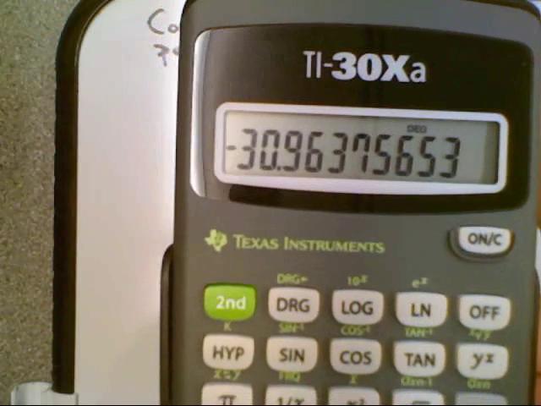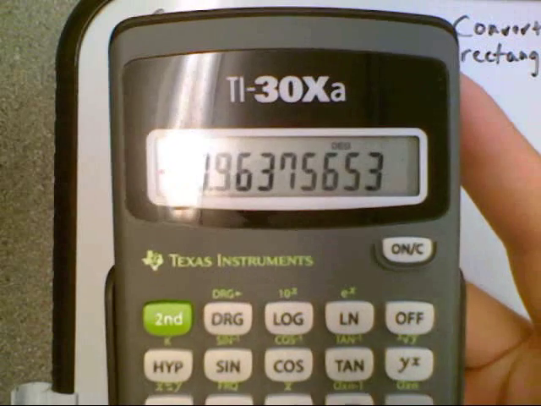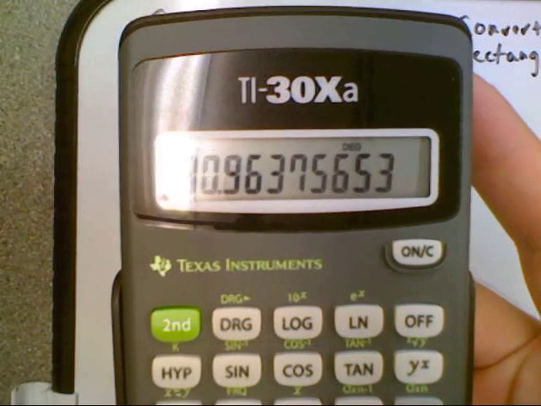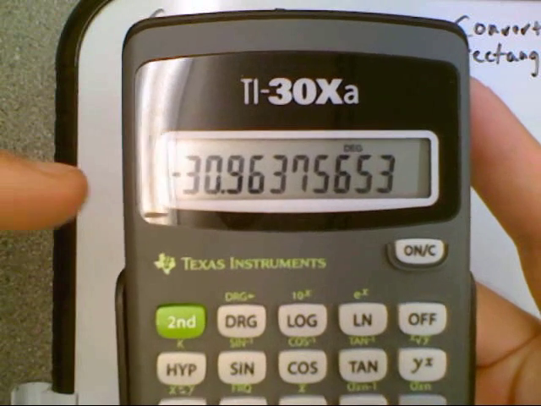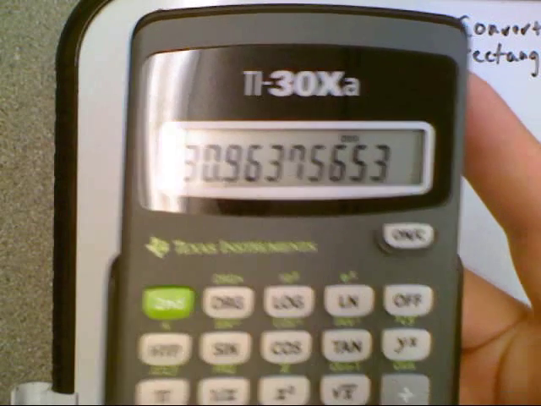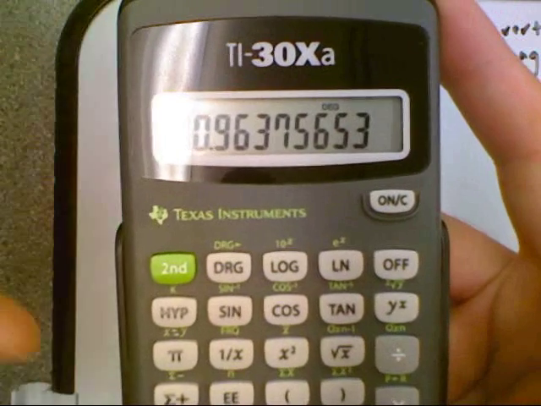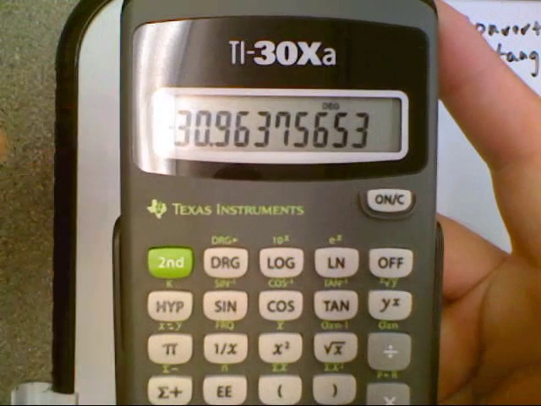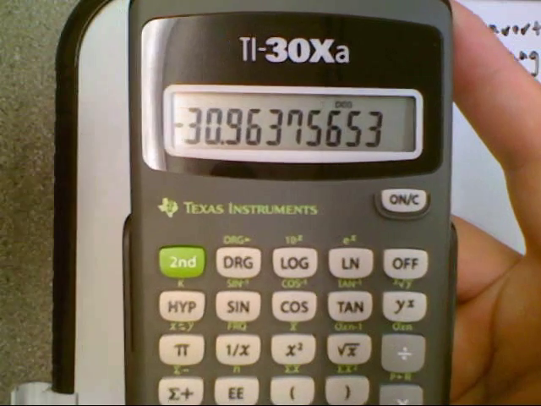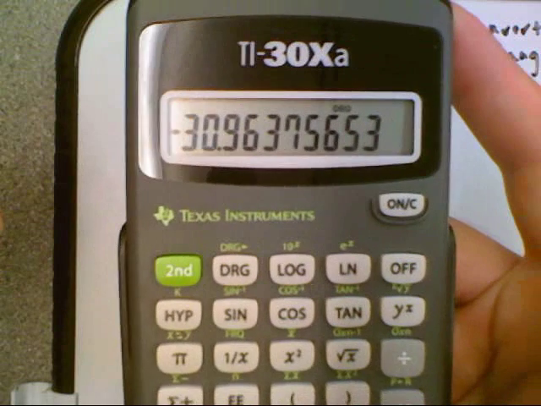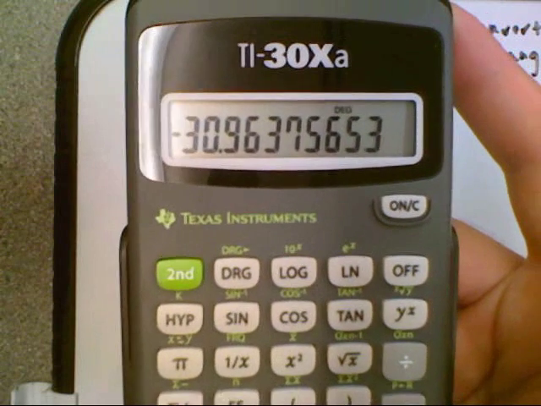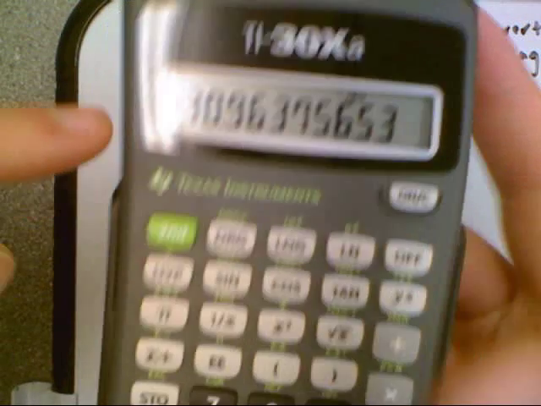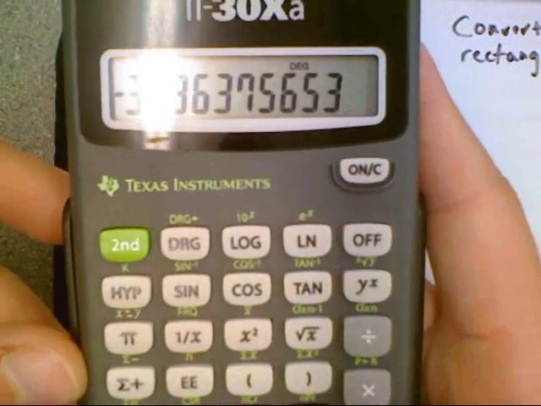Some classrooms, some teachers will be okay with that. In our classroom, I know we always want the positive angle. So if your teacher's okay with that, stick that in as your angle. If you need the positive form of that angle, and this calculator will always give you the negative value for angles between 180 and 360, add 360 to this.